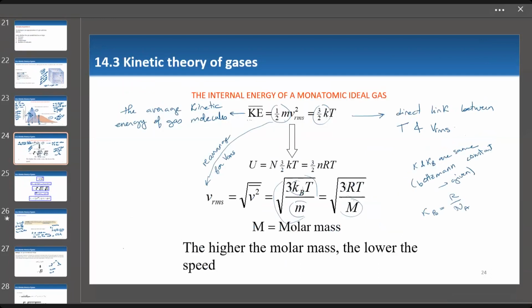In our formula sheet, we have this relationship, half mv squared is equal to 3 over 2 kT. We want the RMS speed, so it's good to use this formula, which we rearranged from our first formula. We rearranged for VRMS and got the square root of 3 kBT over m, or 3 RT over the molar mass. Now, in our question, what's given is the mass, not the molar mass. So I will use this formula, 3 kBT over m.